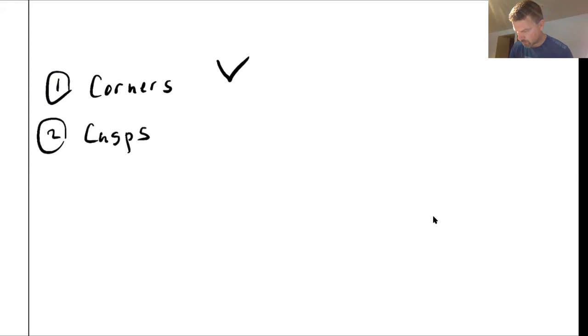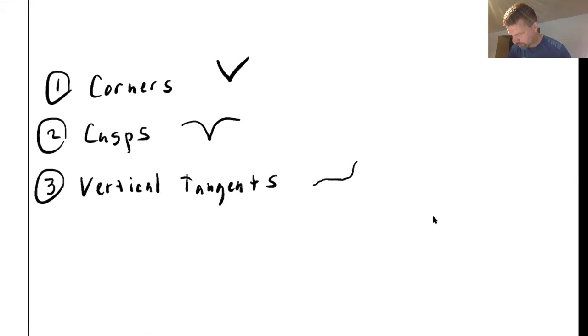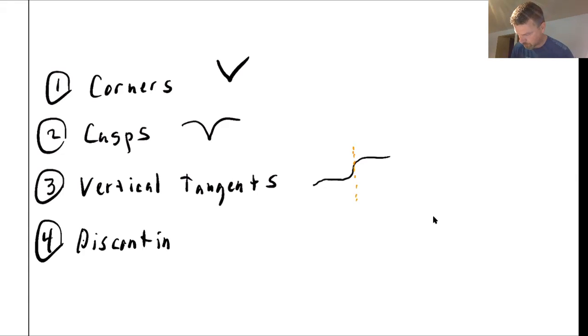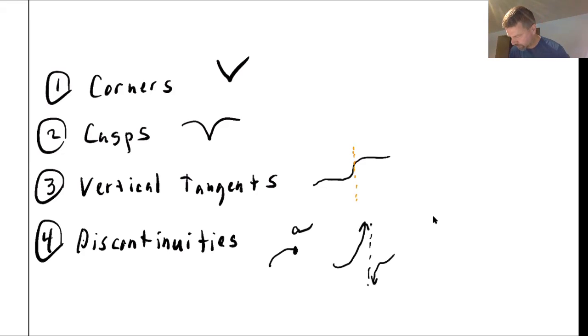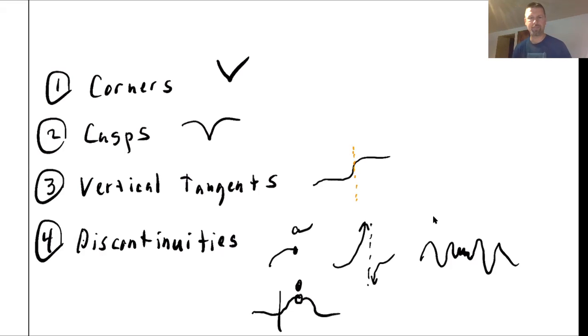Cusps, which look like that. Vertical tangents, which is more when I have a case like that going on. And discontinuity, right? There's all sorts of types of discontinuities. There's jump discontinuities, infinite discontinuities, oscillating discontinuities, and even removable discontinuities, right? So we have a problem with any of those.